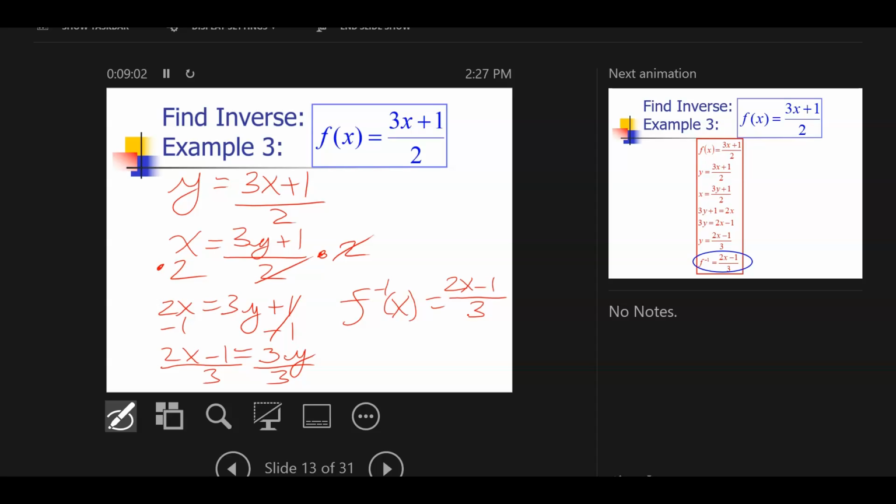So could you, tomorrow, change f of x to y, switch x and y, solve for y, and then rewrite it as a function? I hope so.